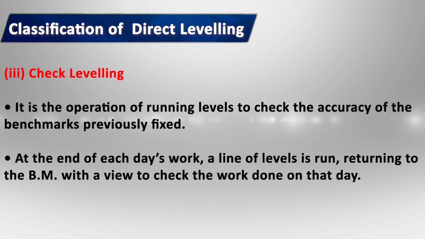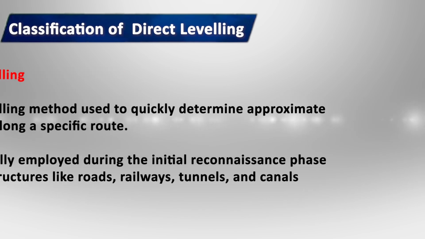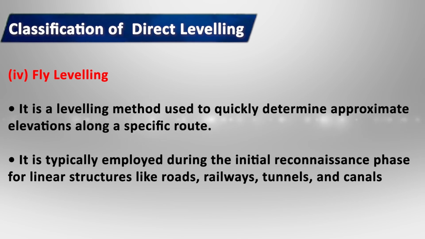Next leveling type is check leveling. It is the operation of running levels to check the accuracy of the benchmark previously fixed. At the end of each day's work, a line of level is run returning to the benchmark with a view to check the work done on that day. Next type of leveling is fly leveling. It is a leveling method used to quickly determine approximate elevations along a specific route. It is typically employed during the initial reconnaissance phase for linear structures like roads, railways, tunnels and canals, etc.